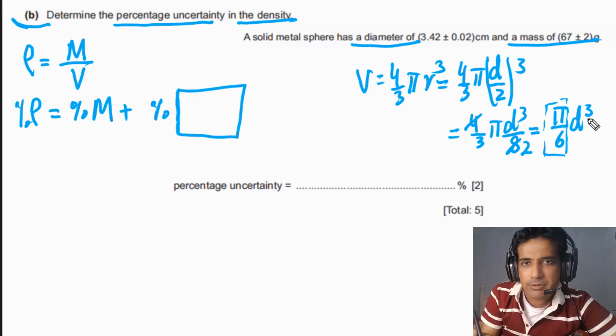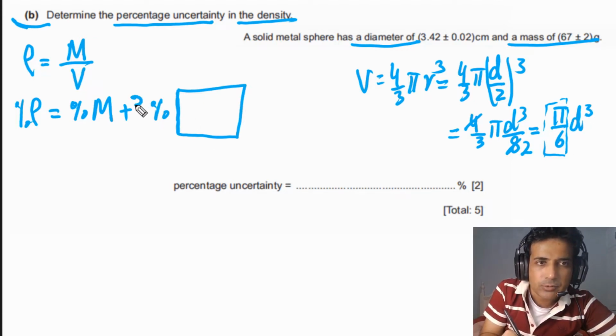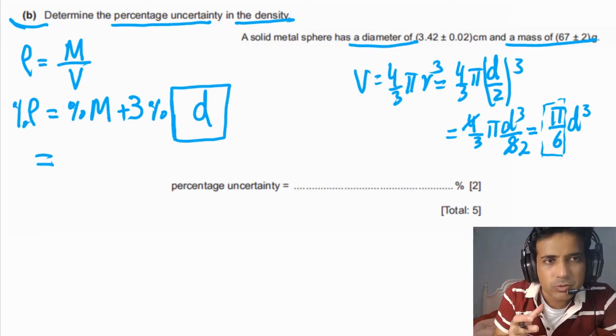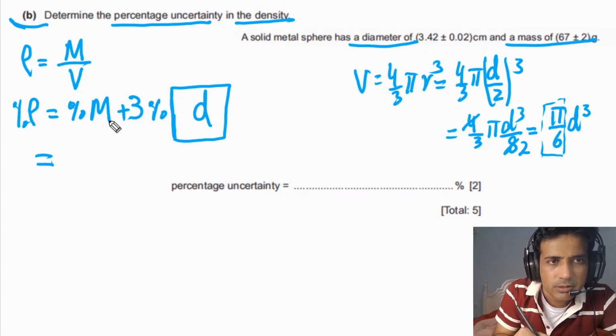As diameter has a power, means it has an exponent, so the exponent has to come in front of the percentage uncertainty. So here we need to consider percentage uncertainty in diameter. This is the main concept we need to answer this question. Now simply we need to calculate percentage uncertainty in mass and percentage uncertainty in diameter.